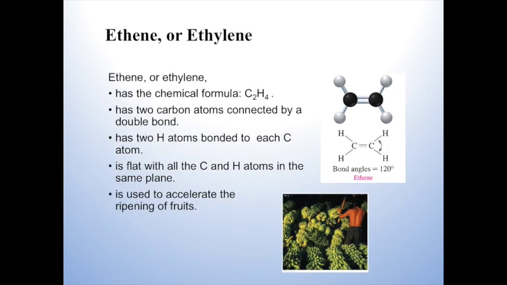An example of an alkene is ethene. This is the simplest one. It's also known as ethylene. It has the formula C2H4, and it's two carbon atoms connected by a double bond. It is used to accelerate the ripening of fruits, and in fact is given off by fruits to ripen themselves, which is why if you put them in a paper bag, the ethylene gas will build up and cause the fruit to ripen faster.